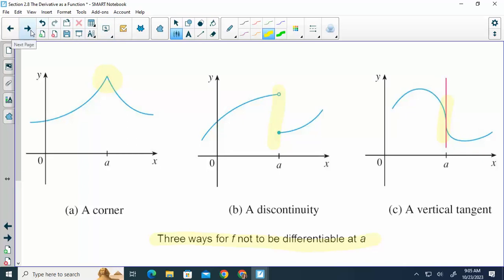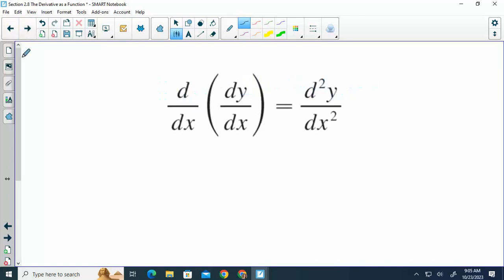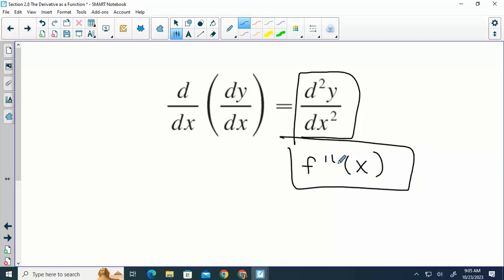We're going to go ahead and keep going. So we can do higher derivatives. We've only done the first derivative, but you can do a second, a third, a fourth. You just keep repeating it. Typical notation you might see is this, d squared y over dx squared, or you might see like f double prime of x. Those mean second derivative. Do the derivative twice. And basically, we do the whole limit thing, we get our answer, and then we do it again with that answer. So let's look at one.